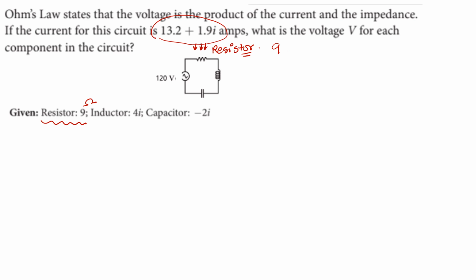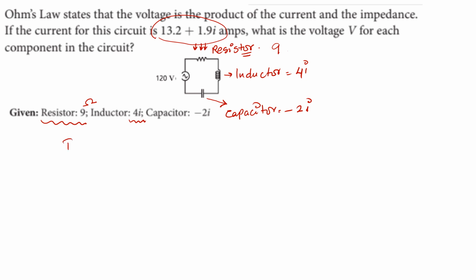Now this spiral thing shows the inductor. The inductor must be given by a positive imaginary number, and they are writing 4i. It means it would be taken as 4i ohms. Now the capacitor must be a negative imaginary number. So it is already given: this shows the capacitor and it is negative 2i.